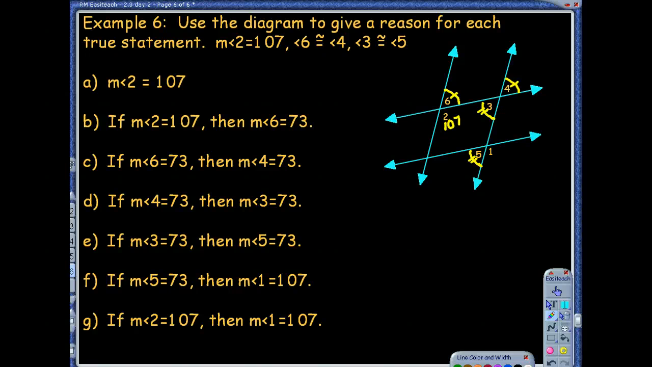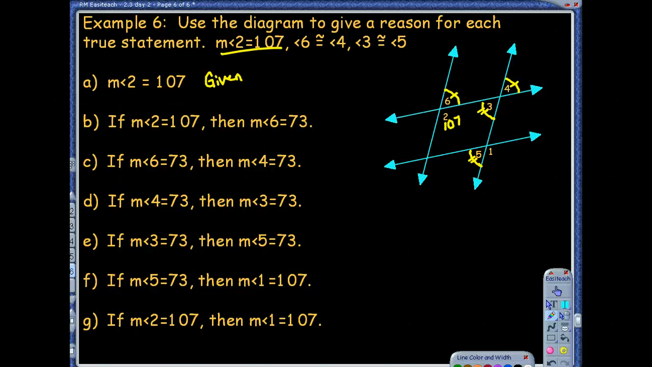That makes sense. Okay. So we know that the measure of angle 2 is 107. That was given to us. And I'm even going to write given beside it because that was in our given information. So when they say give a reason, it could be just as simple as just the given? Exactly. Because given is a reason.